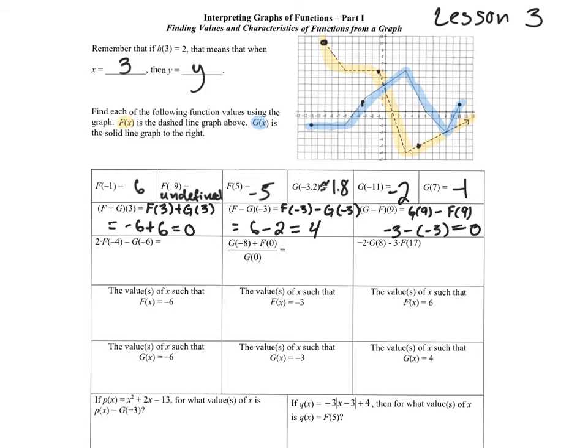On this next one, we have to multiply the function of f when x is -4 by 2. So we have 2 times 6 minus -2. 2 times 6 is 12. 12 minus -2 is +14. So g of -8 is -2, f of 0 is 3, and g of 0 is 4. So -2 plus 3 is 1, divided by 4. We'll just keep it as 1/4.